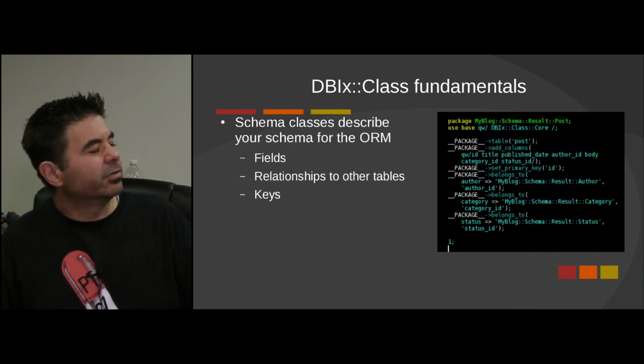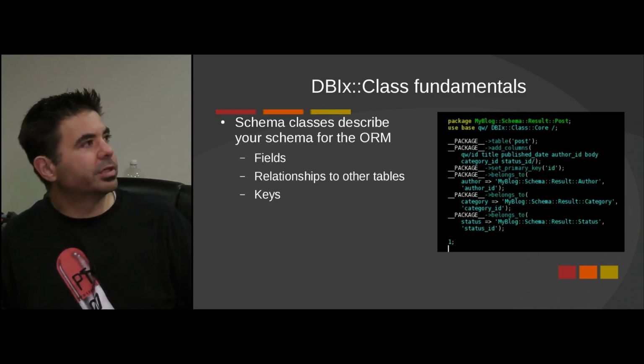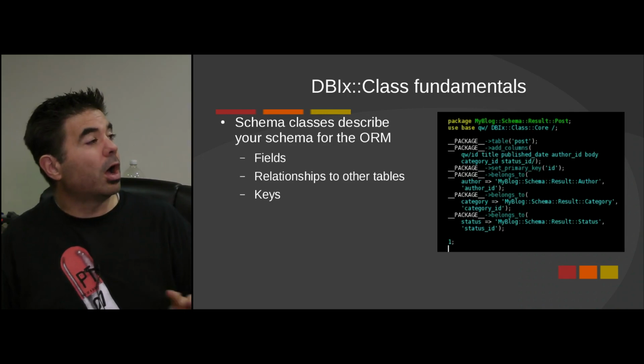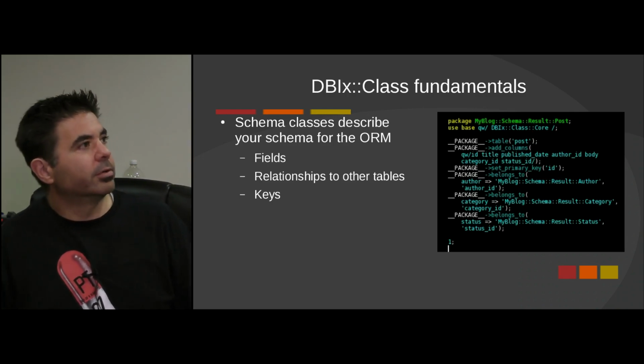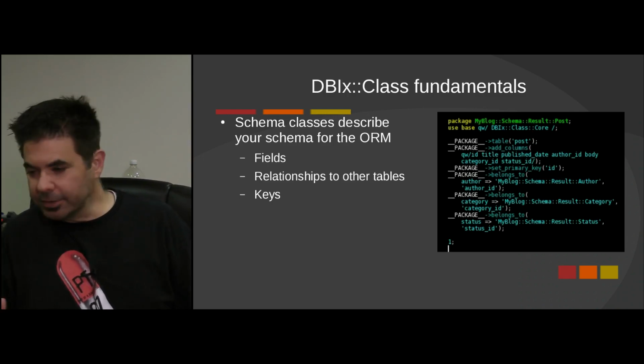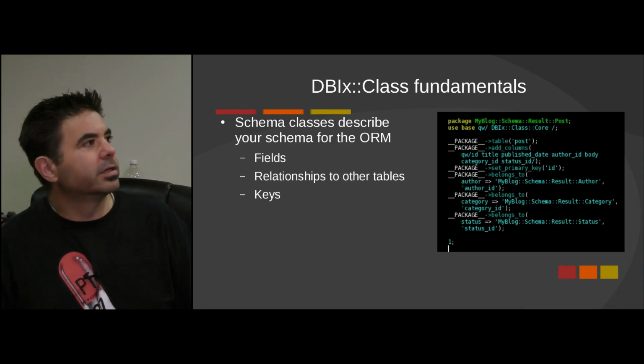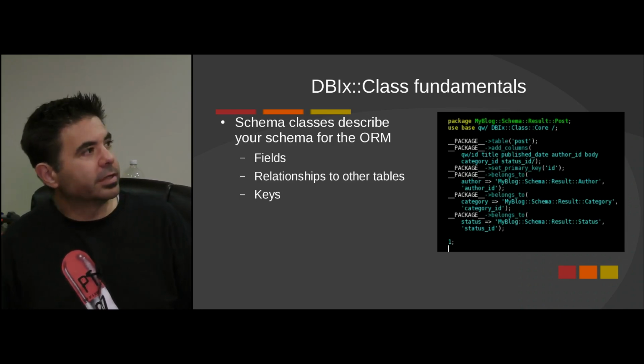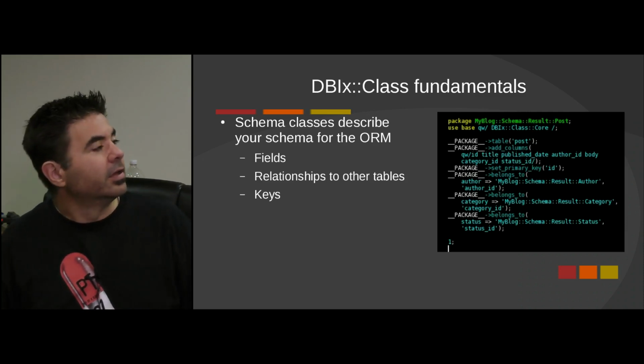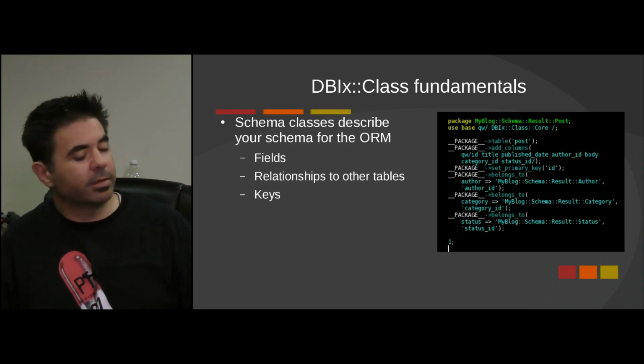And then you can see that we specify the foreign key relationships. We say that this post belongs to an author table, and that is linked by the author ID field. The category is linked by category ID. The status is linked by status ID. So the schema class defines the fields, relationships to other tables, and the keys.